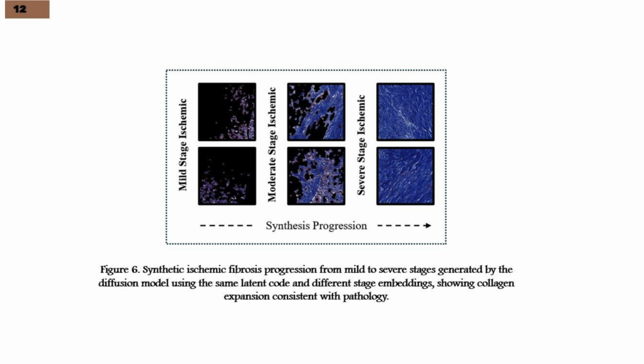Here we show the synthetic ischemic fibrosis progression from mild to severe stages. All images are generated using the same latent code with different stage embeddings to keep the research experiment fair. The visual results demonstrate biologically plausible expansion of the fibrotic region, highlighting the model's ability to capture the disease progression patterns in this research.